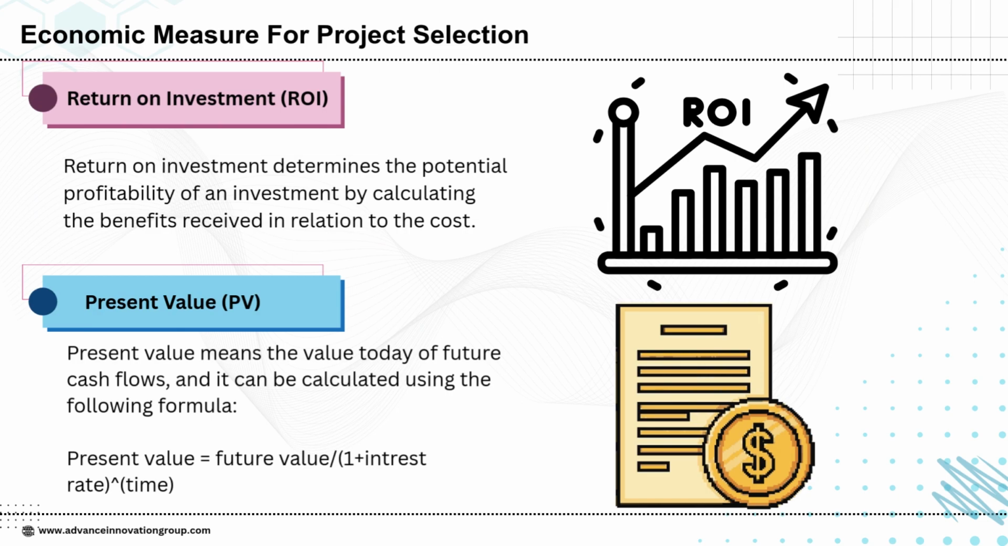Since money loses value over time due to inflation and other factors, PV helps assess how much future returns are worth in today's terms. It is calculated using the formula: present value equals future value divided by one plus the interest rate to the power of time. Together, ROI and PV allow organizations to evaluate projects not just based on expected returns, but also on the timing and real value of those returns, helping ensure better investment decisions.